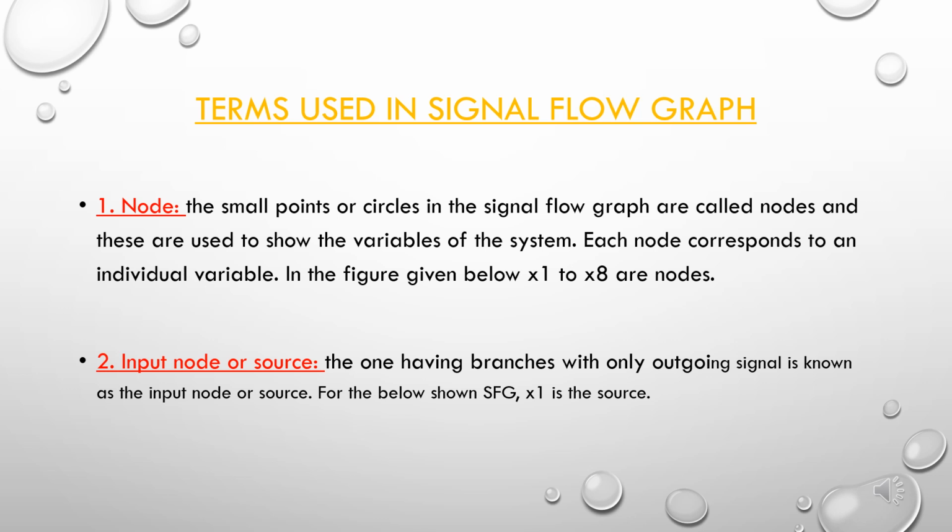Some of the terms used in signal flow graph are as follows. Node: the small points or circles in the signal flow graph are called nodes, and these are used to show the variables of the system. Each node corresponds to an individual variable. Input node or source: the one having branches with only outgoing signals is known as the input node or source.